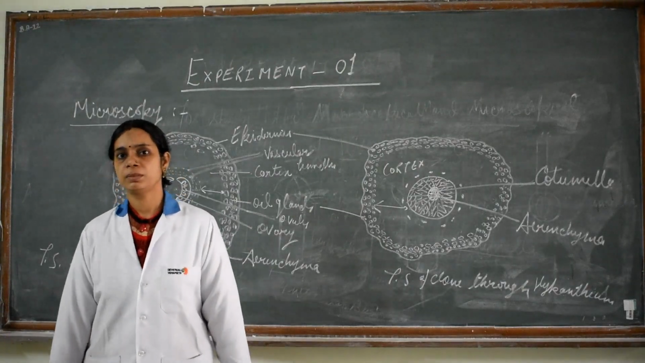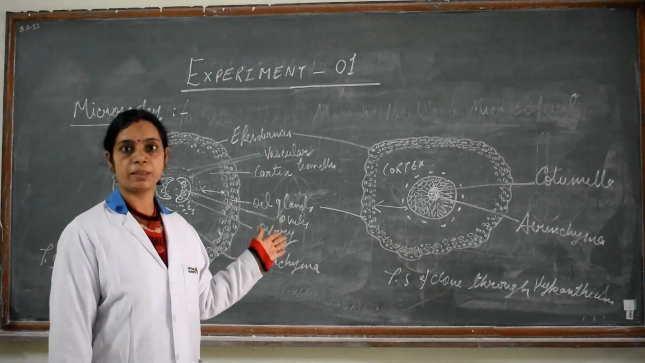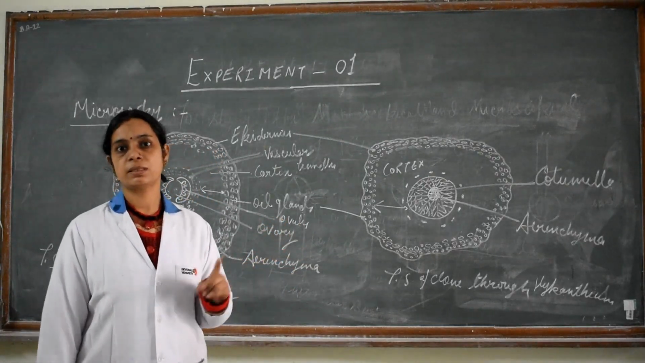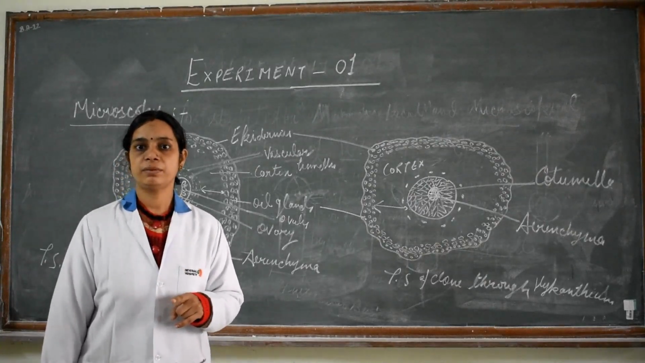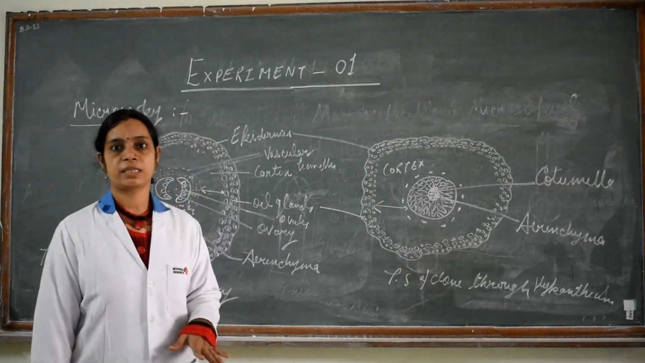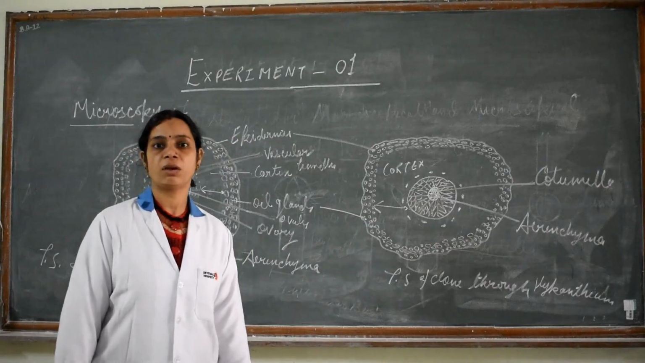So we have observed the sections of clove through the ovary as well as through the hypanthium in the slide, and all the sections or the parts have been seen as described before. So in this way we can perform the experiment. In the next experiment, what are we going to do? We are going to do the powder study of clove.